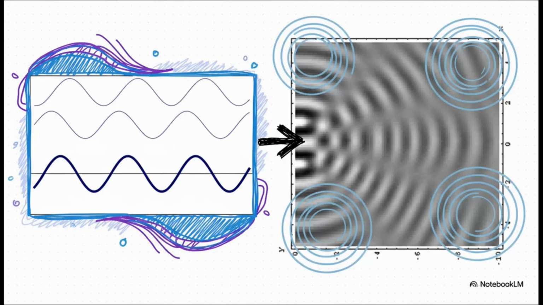I love this slide because it shows you the idea in action. On the left, you've got the textbook drawing, right? Two simple waves adding up to make a bigger one. But look over on the right. That's a real interference pattern, like ripples in a pond. Those alternating bright and dark bands, that's superposition happening right in front of your eyes.